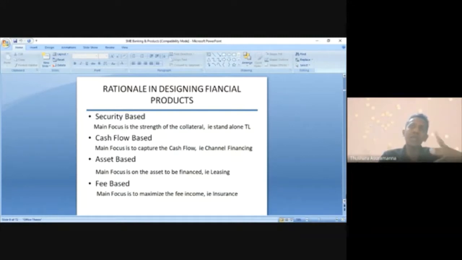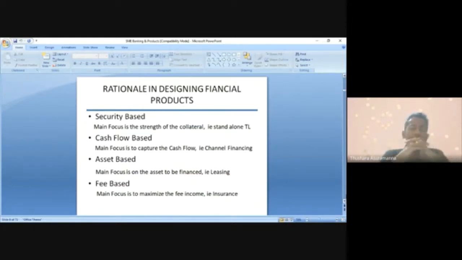So predominantly asset and the quantum of financing. Cash flow is like channel financing, which is basically a working capital type of financing, cash flow-based lending. Fee-based is to maximize the fee income, like insurance, LCs, bank guarantees. Here again, you can include project financing also. That's a future, projected cash flow. But asset-based and security-based, you can treat as combined, not separate, because you can't figure out differently what's the asset and what's the security base.